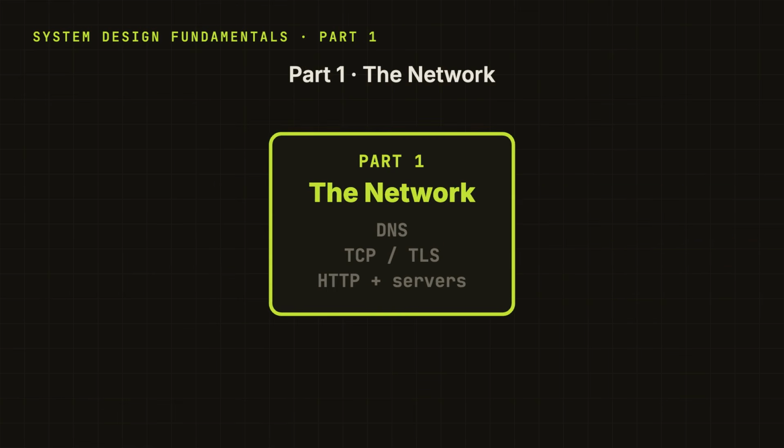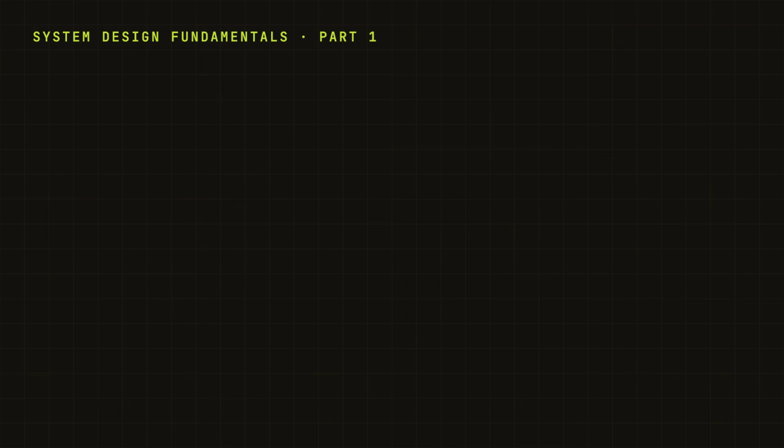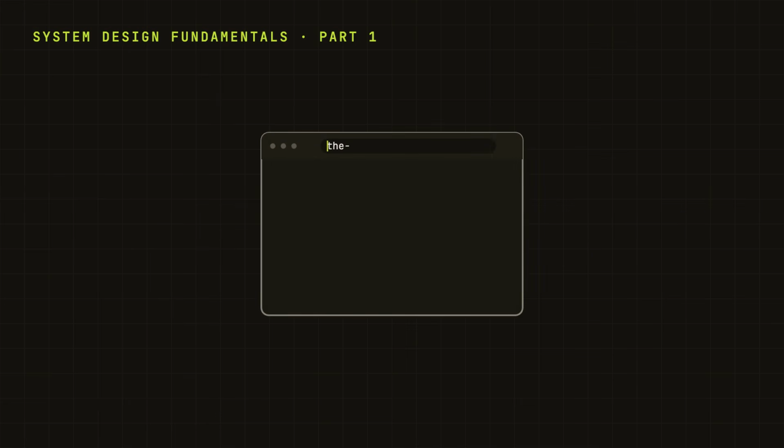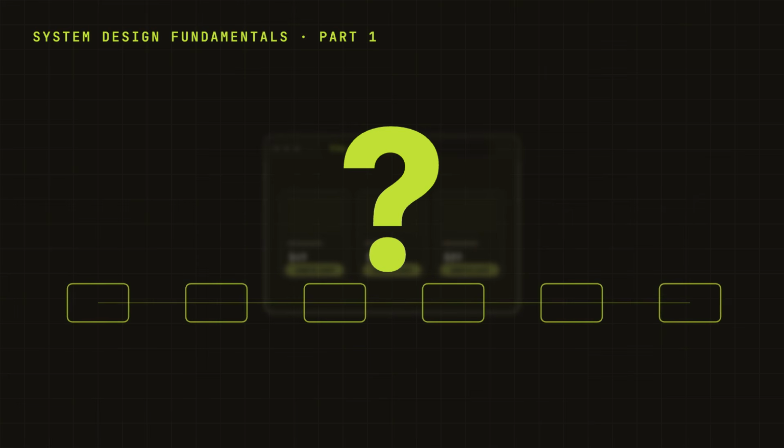This part 1 is about how a request travels the internet, how it even reaches a server. So let's start at the very beginning. You open your browser, you type the store address, and you press enter. The page loads. Simple, right? But how? What actually happened? Let's find out.